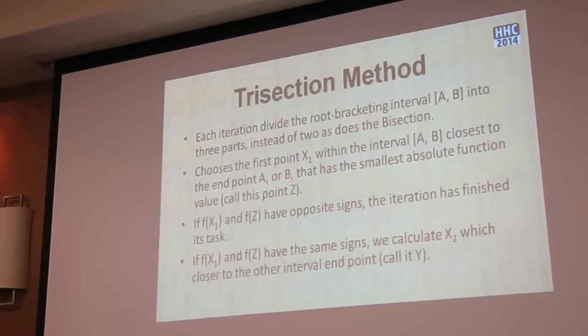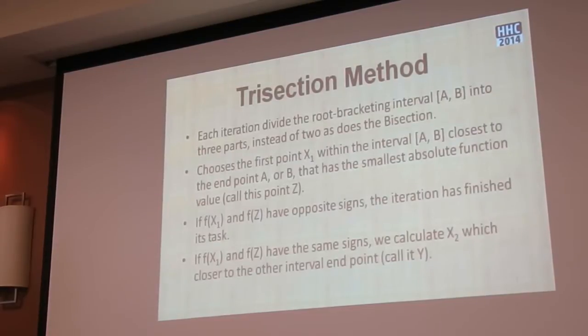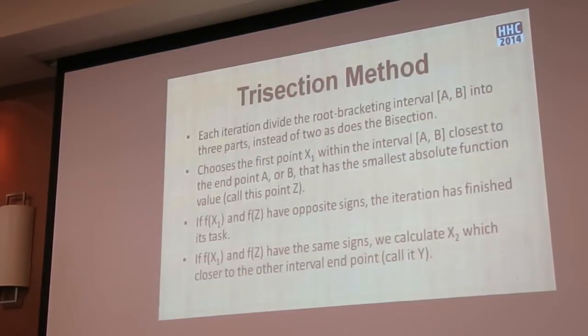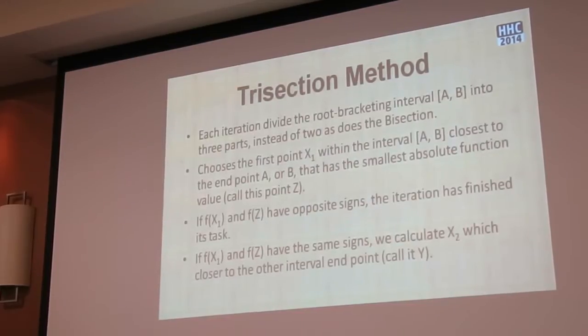So I'm going to call that endpoint Z. And I look at the product of f of x1 and f of z. If it's negative, then we have the brand new shrunken interval, and the iteration has finished its task. It's done. We go to the next one. But if these two function values have the same sign, then we calculate x2, and only then. And we see which endpoint at x2 is closer to the other interval endpoint. I'm going to call that y.